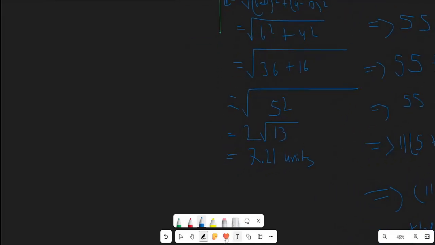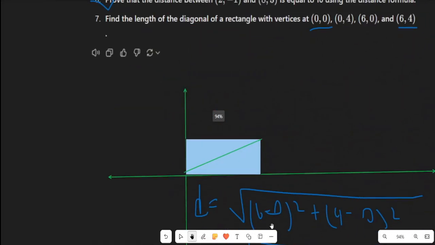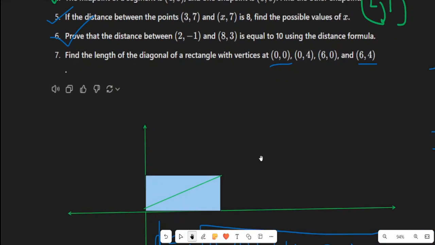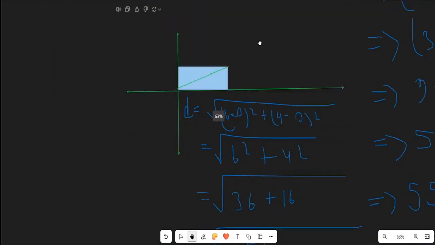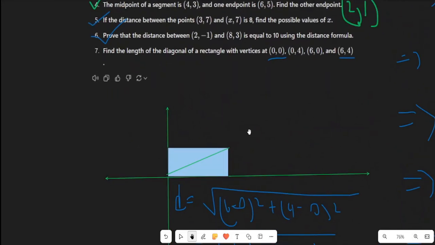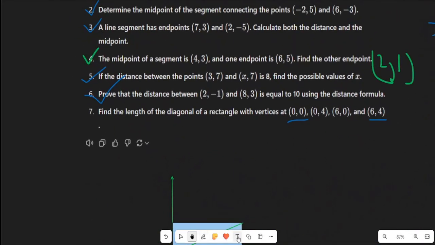And we can also check by calculating the other diagonal. For the sake of practice, let's do this here. 0 4 and 6 0. This time I'm not showing because these maths are very easy actually. 0 minus 6 plus 4 minus 0. This is also 2 root 13. So the diagonal lengths are both 2 root 13, and we have also found that.